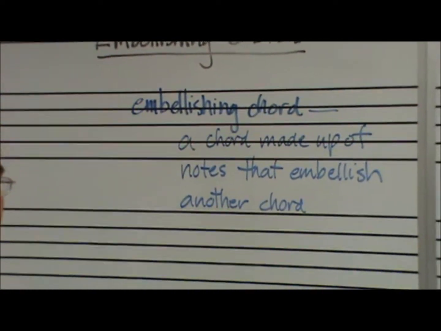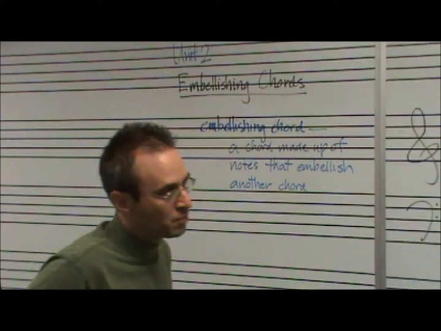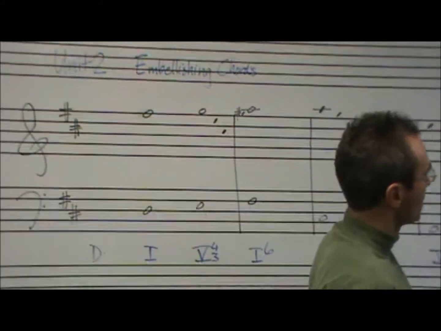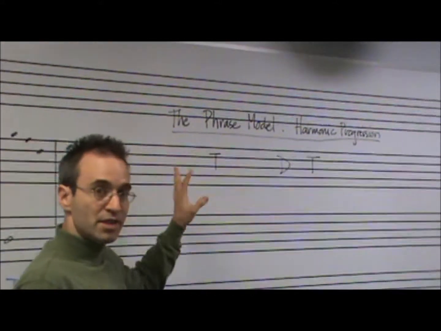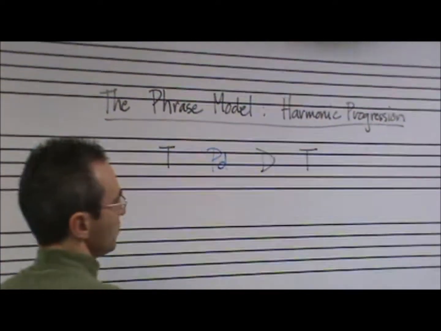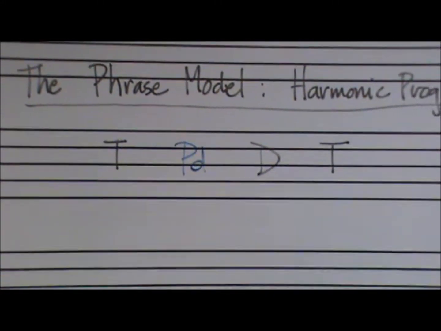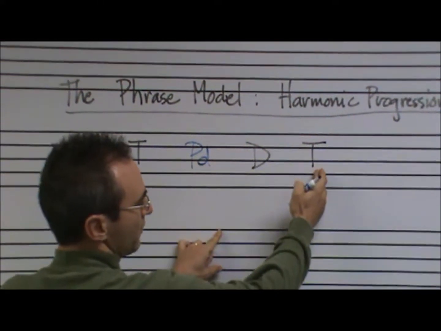Well, what are they embellishing? They're going to be embellishing main kinds of harmonic function. So let me pull you over here real quick. Here's the phrase model, the basic phrase model. In this unit, we're going to be adding the predominant in there to help flesh it out and get the full, bigger picture.